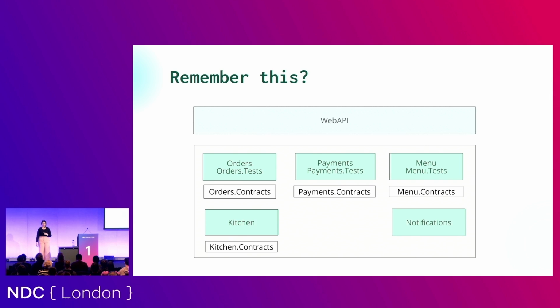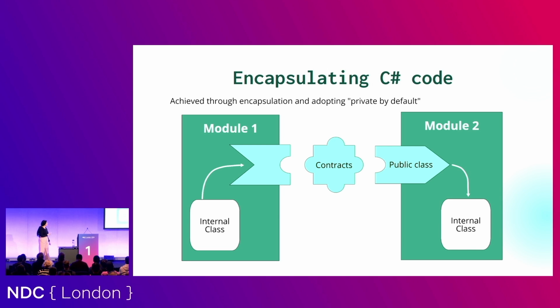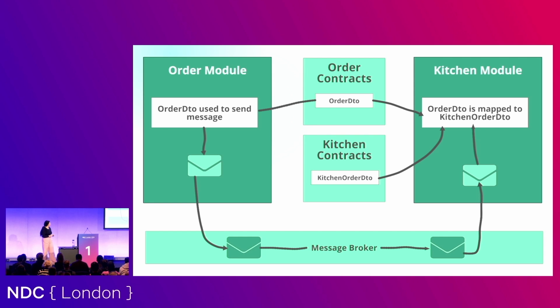So if you remember this, our orders is completely internal or private. Order tests is exposed. We put a tag in the CS proj of orders saying, yeah, you know what, tests can view our internals, okay? You can put a tag like that, so you can have your test project looking at your internal code, and then the contracts is public because we want to allow stuff to share that. So we encapsulate that. As you can see, we've got our internal class, and our contracts are the way that our other modules know how to talk to each other. And that can look like this.